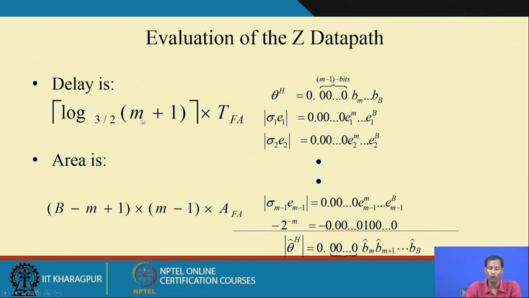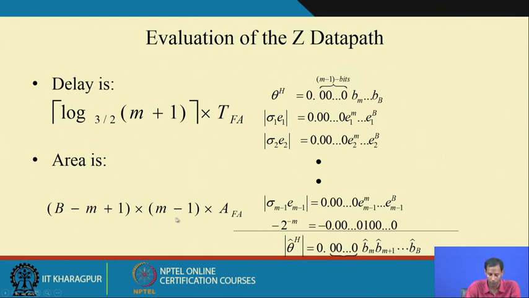So, m is what? M is the number of initial iterations where I am running the CORDIC in parallel mode. But area wise it is (B minus m plus 1) into (m minus 1) into A of FA. That means A of FA is the area of one full adder cell. So, delay wise it is taking this, and area wise it is taking this much.